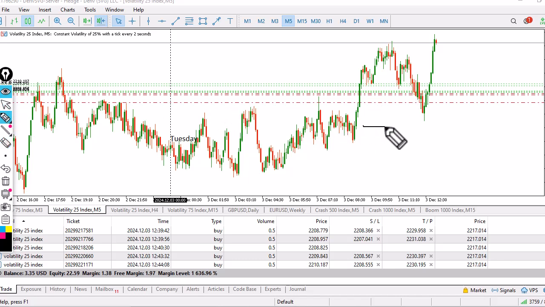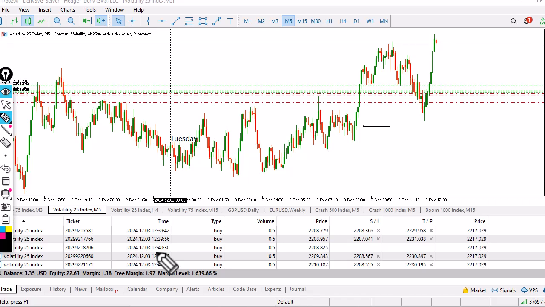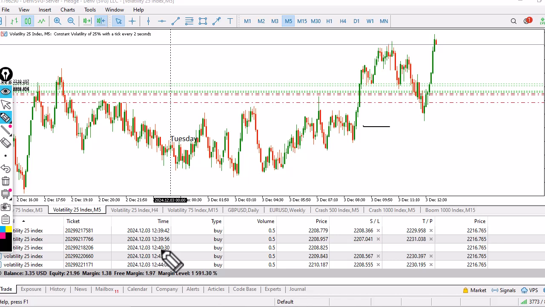I have my opening price there, sitting at that area. If you look at the time that I entered, this is 12:40 in Nigeria, my time. That's going to be 13:40, that's 1:40. That was the time I entered.